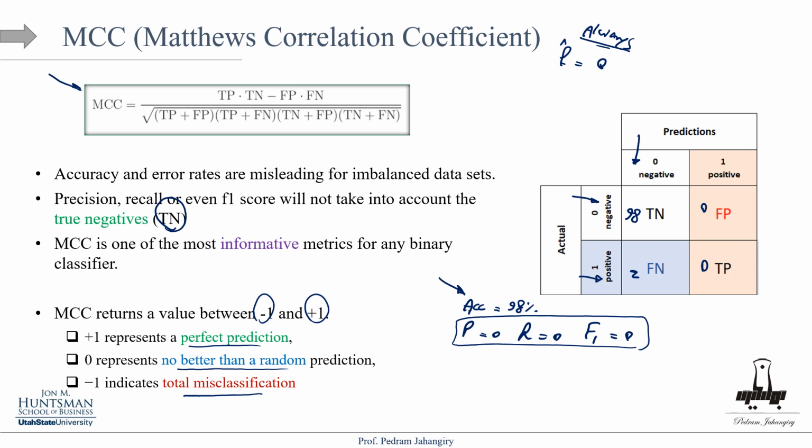But if you calculate the MCC, it's going to be what? These two numbers multiplied by each other minus these two numbers. So it's going to be 0 divided by something, whatever it is, we're going to get 0, right? And now we can interpret this 0. 0 means that the model you have on your hand is no better than a random prediction. So this is more informative than the F1 score. For that reason, MCC is one of the most informative metrics for binary classification.